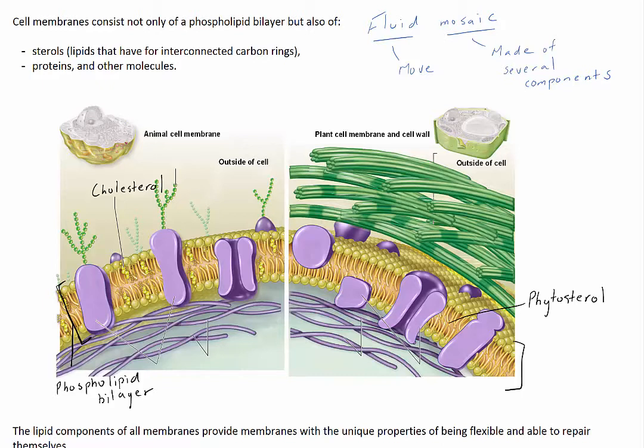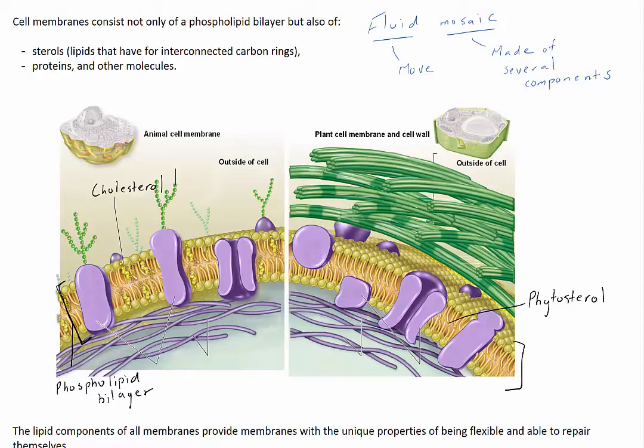And the purpose of these sterols is to maintain the membrane's fluidity, which makes it more flexible. Note that only animal cell membranes contain cholesterol. In plants and bacteria, phytosterol increases the membrane's flexibility.